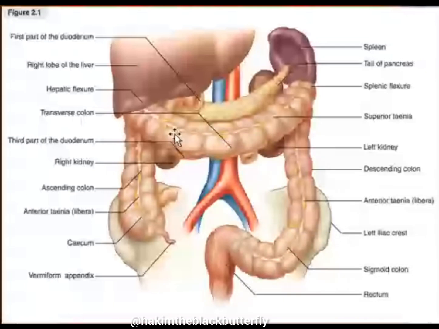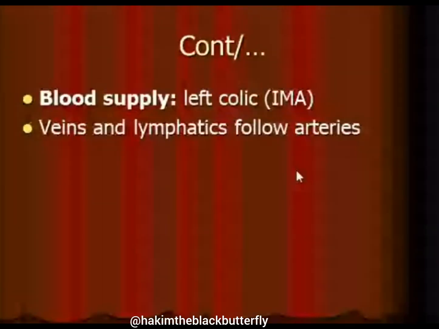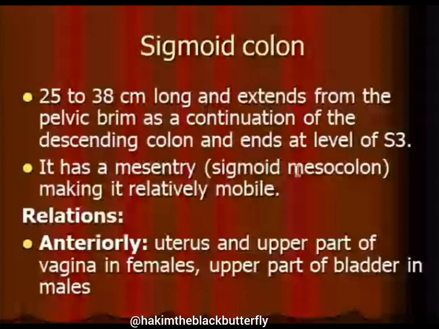The mesentery of the transverse colon is the transverse mesocolon. The mesentery of the sigmoid colon is the sigmoid mesocolon. The ascending colon and the descending colon don't have mesenteries. And it ends at level S3, sacral vertebra 3, and that is where the rectum begins. So the junction between the sigmoid colon and the rectum is at sacral vertebra 3. So it ends there. And its mesentery is known as the sigmoid mesocolon.